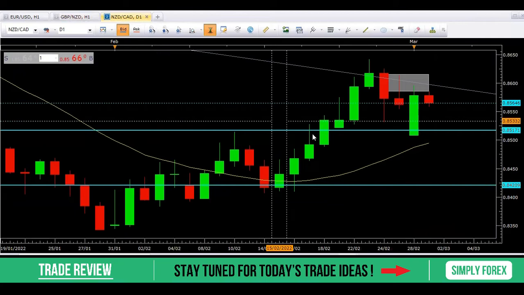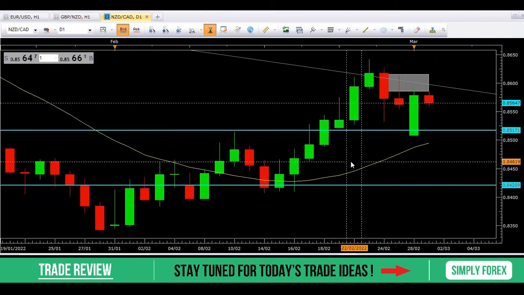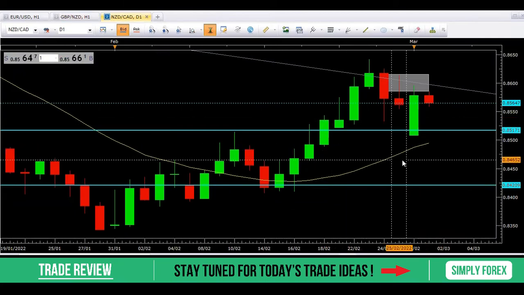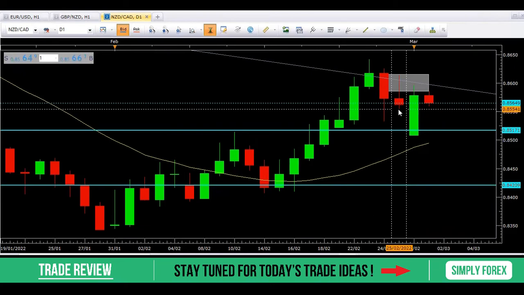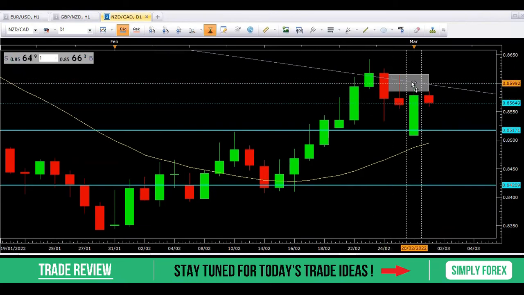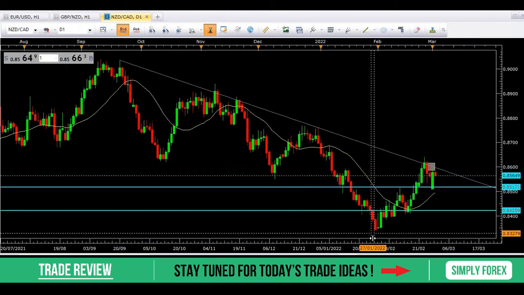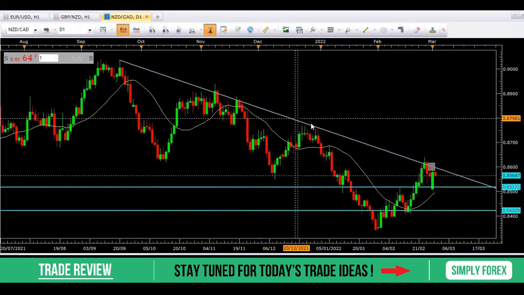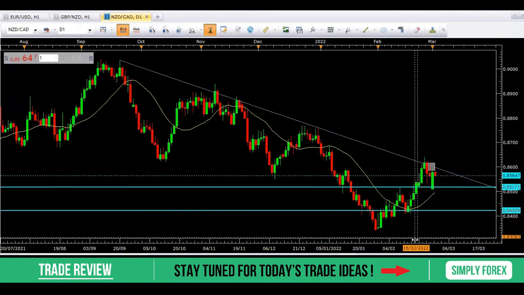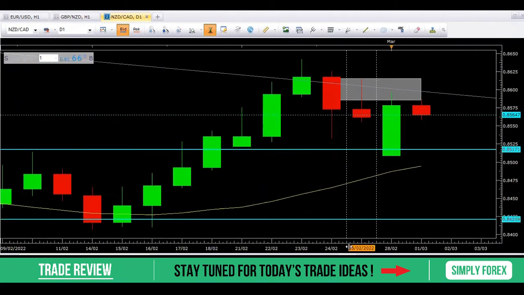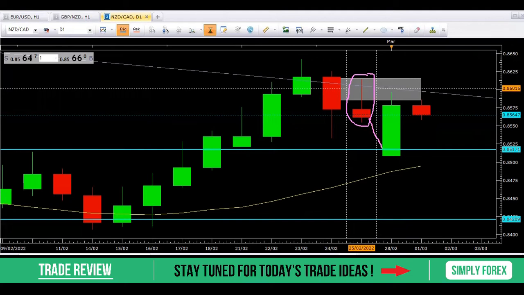Right, the final trade that we were looking at from Monday, from yesterday, is this. This was the New Zealand dollar against the Canadian dollar. We were shorting because, let me zoom out just to show you this, we had this diagonal area of resistance. Price reacted at that area, and we had this bearish candle form, which told me we could take price back down to this blue line. And again, that's exactly what happened.